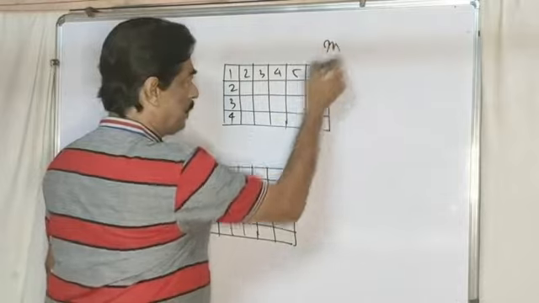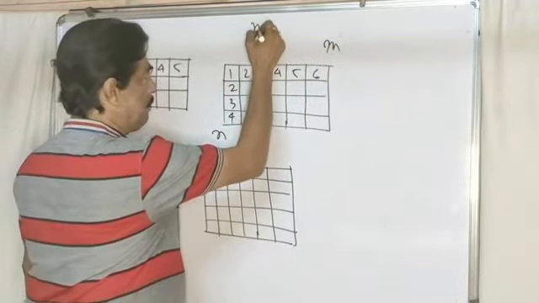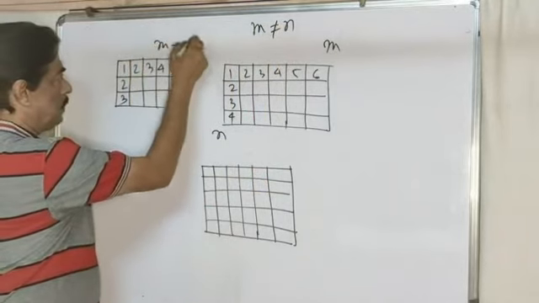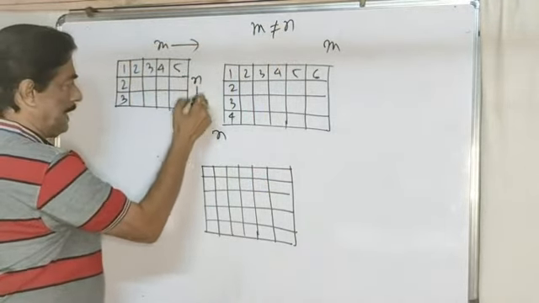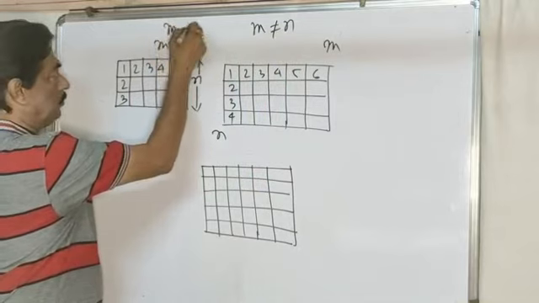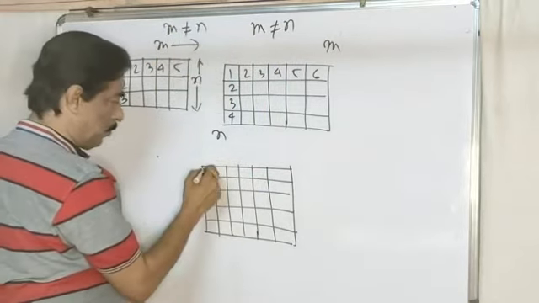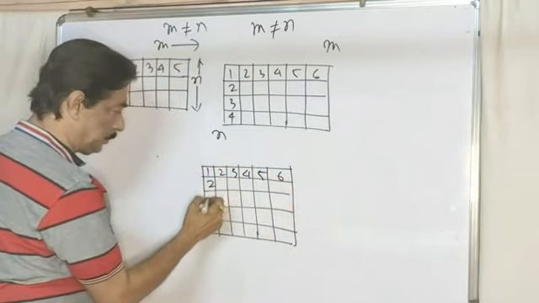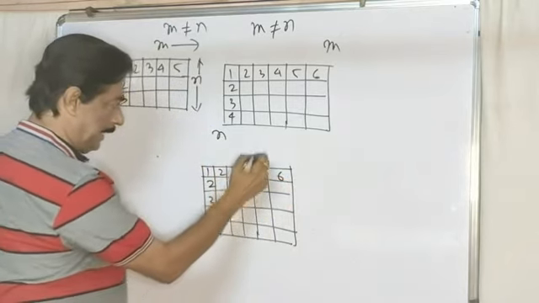Horizontal is M. Vertical is N. M not equal to N. Horizontal M, vertical N, M not equal to N. Condition: horizontal M is 1, 2, 3, 4, 5, 6. Vertical is 1, 2, 3, 4 and 5. M not equal to N.